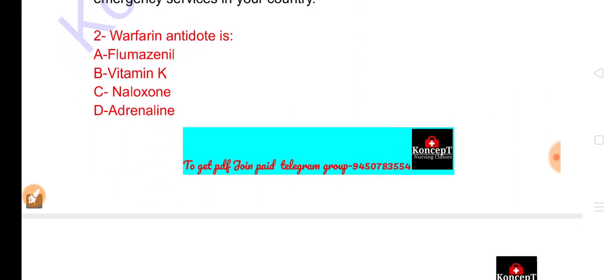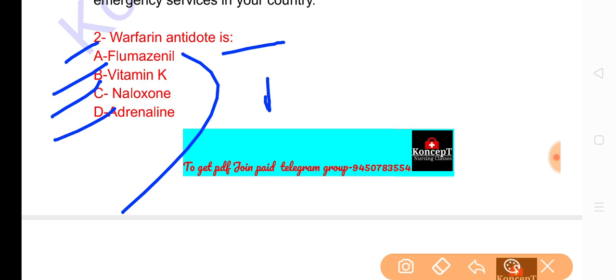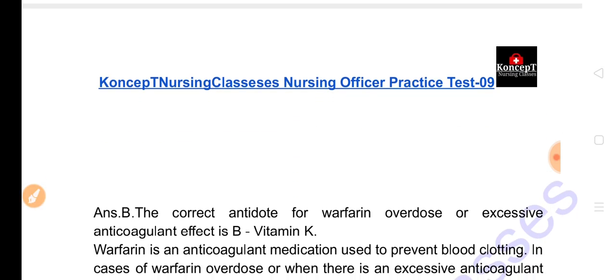Next, warfarin antidote is: flumazenil, vitamin K, naloxone, adrenaline. So the correct answer is option B. Vitamin K is the antidote of warfarin.